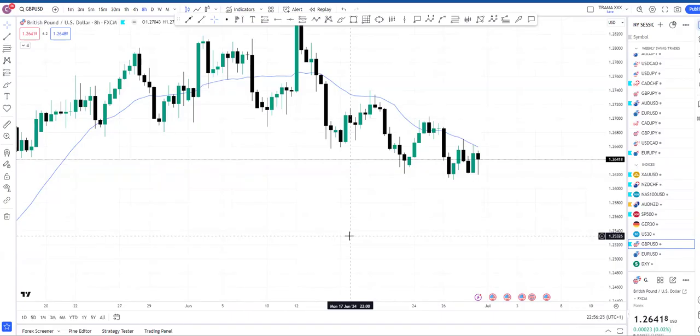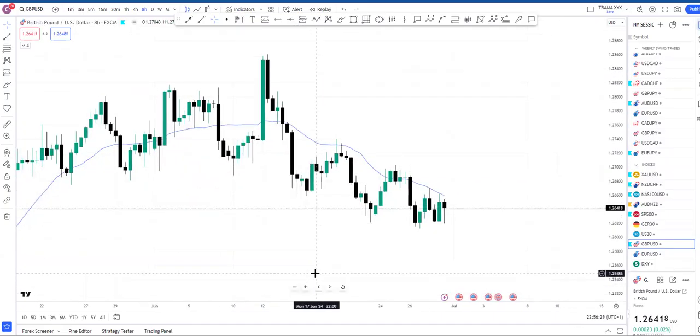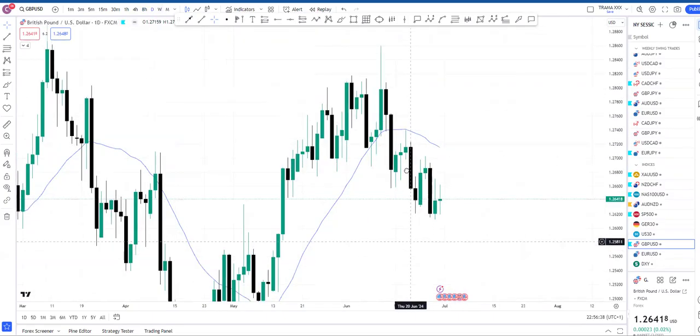All right, let's go to the chart. Now, what we're looking at right here is GBPUSD on the 4-hour time frame. Let's look at it on the daily. All right, this is the daily chart.